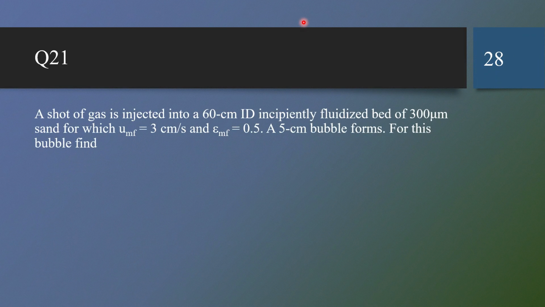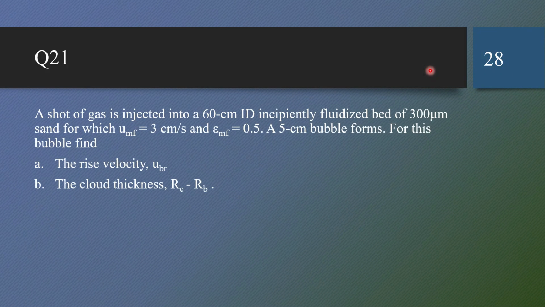So we'll go to question 21. A shot of gas is injected into a 60 centimeter internal diameter incipiently fluidized bed of 300 micrometer sand, for which UMF is equal to 3 centimeter per second and epsilon MF is equal to 0.5. A 5 centimeter bubble forms. For this bubble, find rise velocity UBR, cloud thickness RC minus RB, and volume of wake to volume of bubble, FW, that is the wake fraction of the bubble. So just think about this question and analyze. We'll solve this question now.